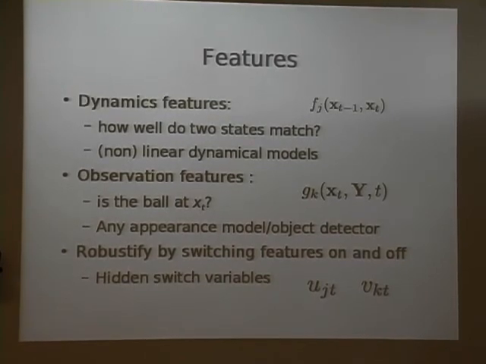One novel aspect here that we're adding with these features is the ability to robustify these features by switching them on and off. So if you're throwing in features at any given time, they might be on the ball or they might be giving spurious results. And to keep those from polluting our estimates here, we're going to introduce hidden binary switch variables. So U_jt is binary, and it's 1 if the dynamics feature j is relevant, it's on at time t, and 0 otherwise. And V_kt switches the observation features on and off.